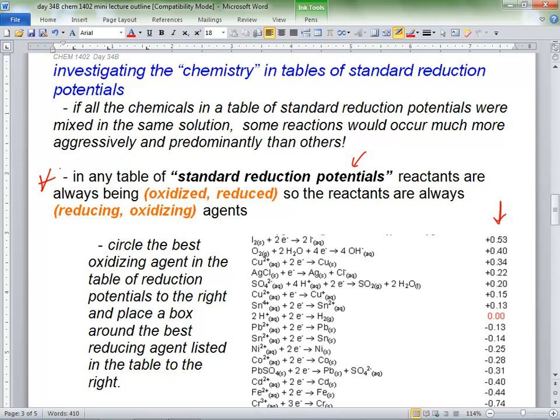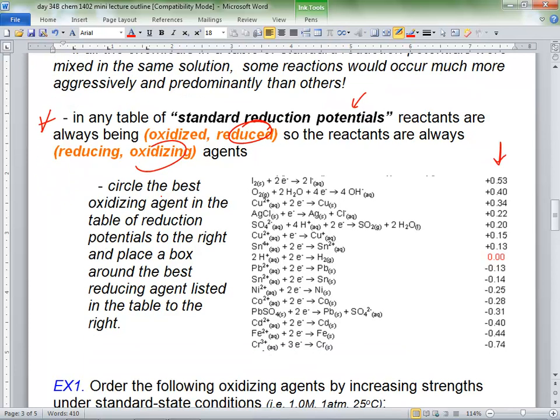Cu+2 goes to Cu+, Sn+4 goes to Sn+2. It's called standard reduction potential. So the reactants are always what agents, Victoria? Oxidizing. Yep. Remember, oxidizing agents get reduced, reducing agents get oxidized. Okay. We're not quite done yet.